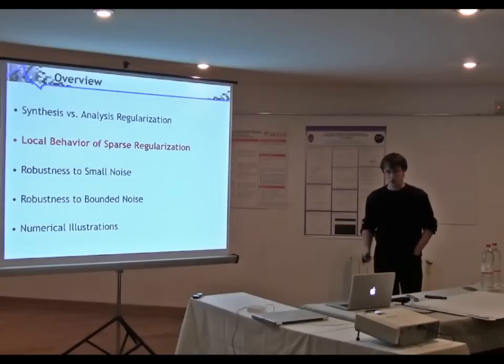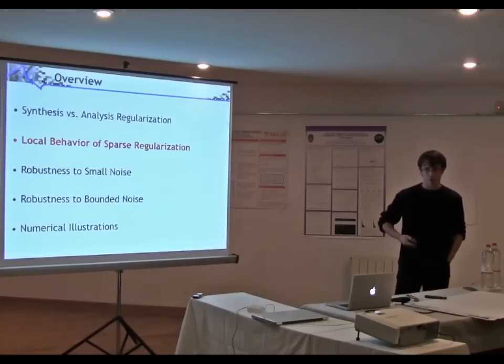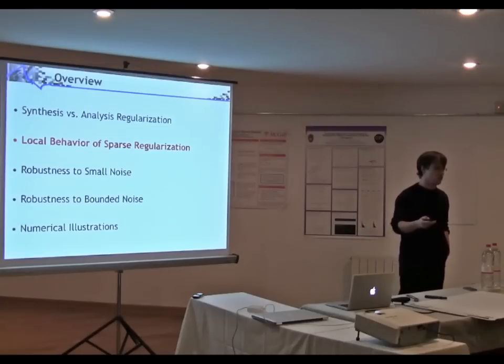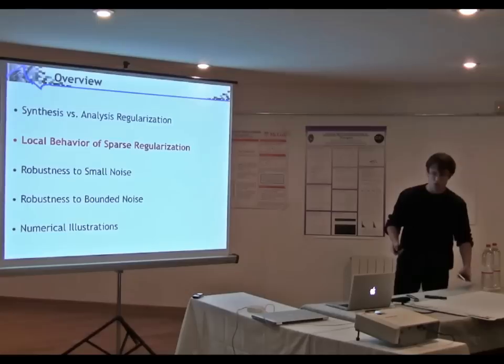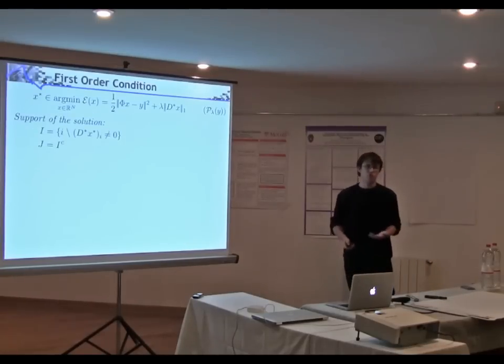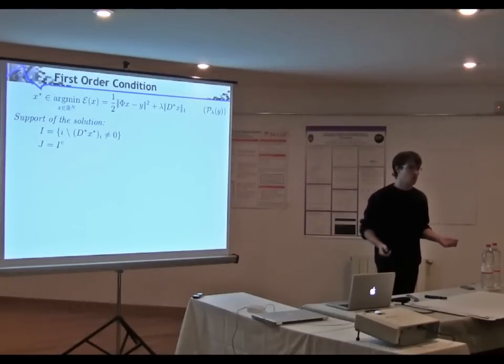Okay, first of all, let me try to describe how you can actually very easily compute the local behavior of the sparse regularization when you modify a little bit the observation y or a little bit the regularization. As you will see, it's quite easy, also a little bit technical. What you need to do and to use is the first order optimality condition of your problem. So it's a convex problem, so it's very convenient.